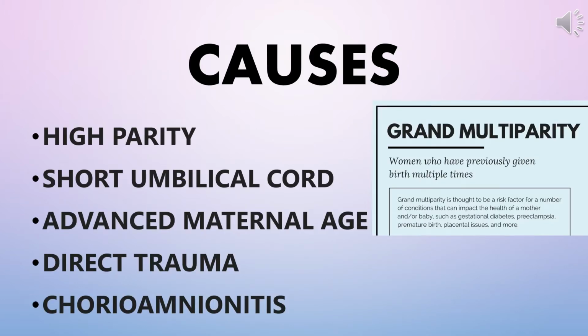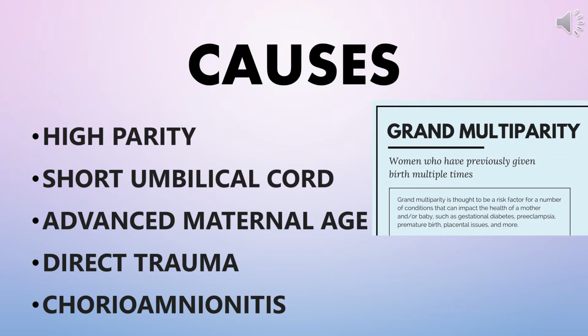Let's discuss the causes. The first cause is high parity. That is, a woman who has given birth multiple times predisposes herself to abruptio placentae. Second cause is a short umbilical cord. If the cord is short, it may cause the separation of the placenta even if a small injury or trauma occurs.